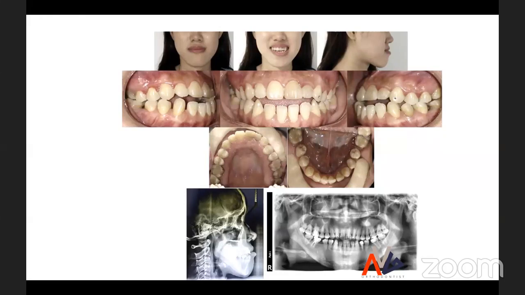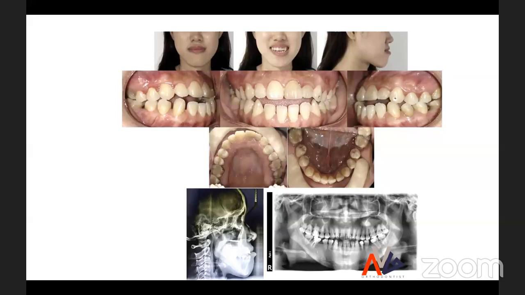Okay. So now that brings me to the last case. Again, a severe class 3, a surgical class 3. She came in and basically she had a psychological issue. Her parents had spoken to me separately, saying that she's having psychological issues because of her dentition and her face. And unfortunately, I think there were some marriage issues in this particular case.